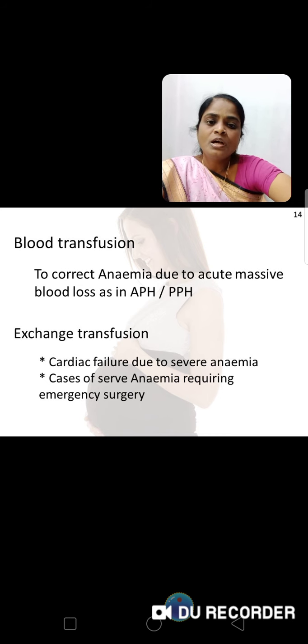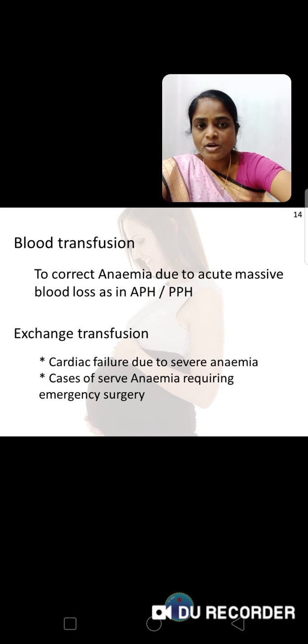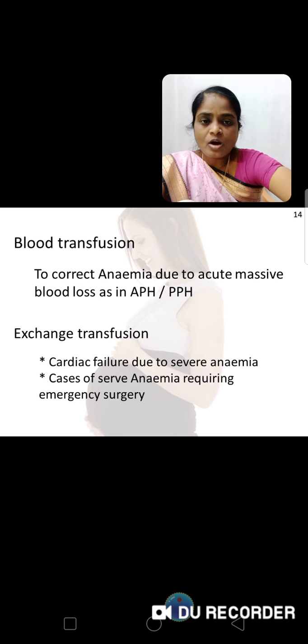And also we have to consider fear and anxiety. The mother may be getting fear and anxiety about both the mother's condition and the baby's condition, so they may be getting the fear and anxiety. So these are all the nursing parts we have to concentrate on.